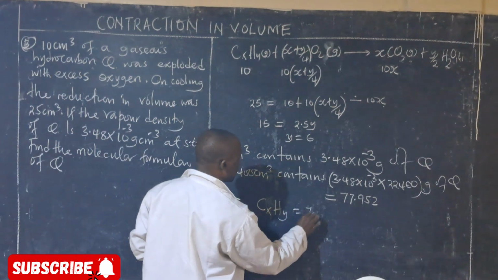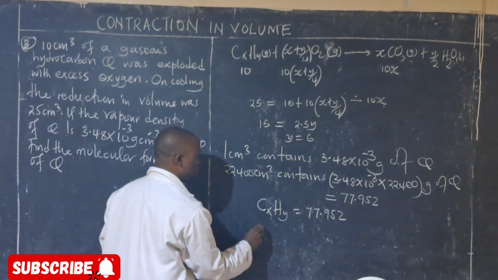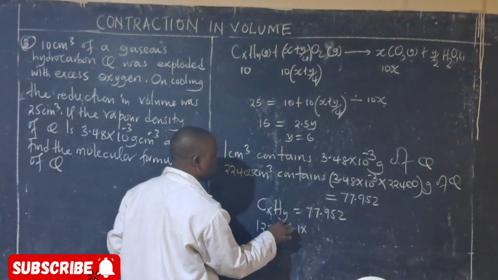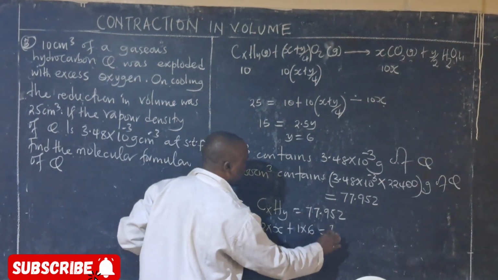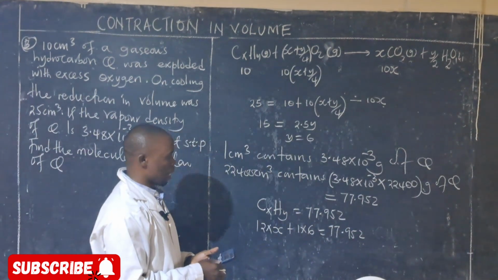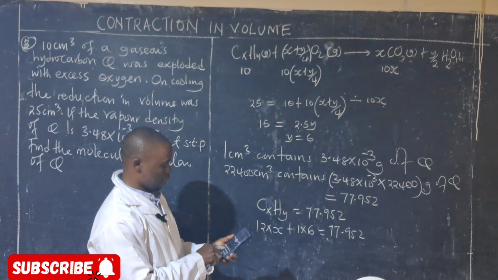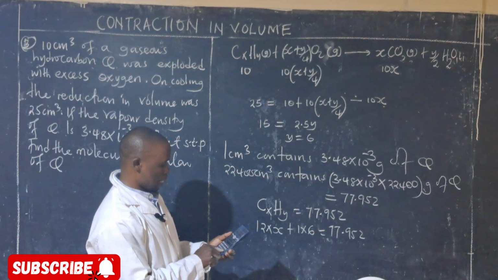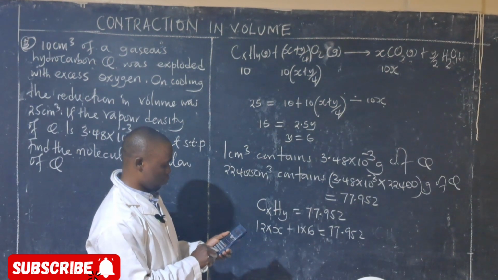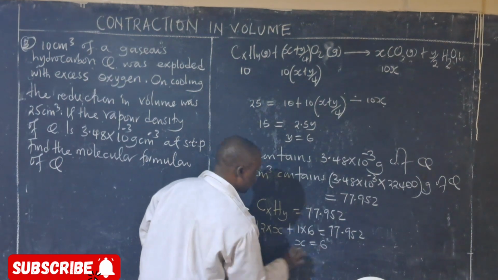CxHy is equal to 77.952. Since y is known, it is 12 times x plus 1 times our y, which is 6, gives us 77.952. So you solve the math. 77.952 minus 6, then we divide it by 12. That gives us 6 after rounding off. So x is equal to 6.